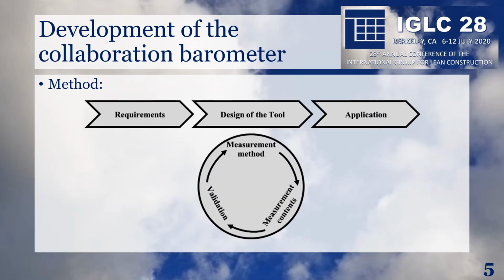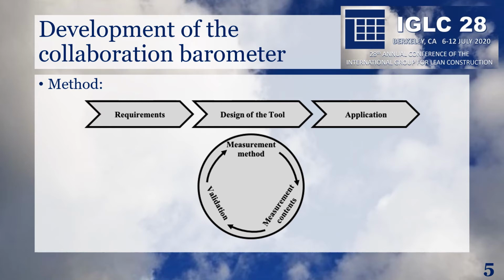So how did we develop our collaboration barometer? This figure, I think, gives you a good impression of our method. At the beginning of the development of an instrument to describe the level of collaboration and assess it, the requirements for the measuring instruments were defined. In the next step, you can see it in the middle of the figure, the measuring instrument was designed. This was done in the form of a control loop.